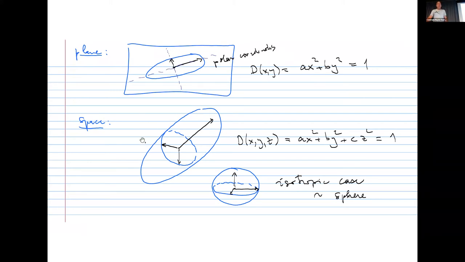In the three-dimensional case, again, in these special coordinates, which are drawn by the principal axes, you have an ellipsoid, and you have three such vectors, right? The half axes. And again, it's coming from the formula of the quadratic form in the polar coordinates. And if all a, b, c are positive and equal, then it would be a sphere. Otherwise, it's an ellipsoid.